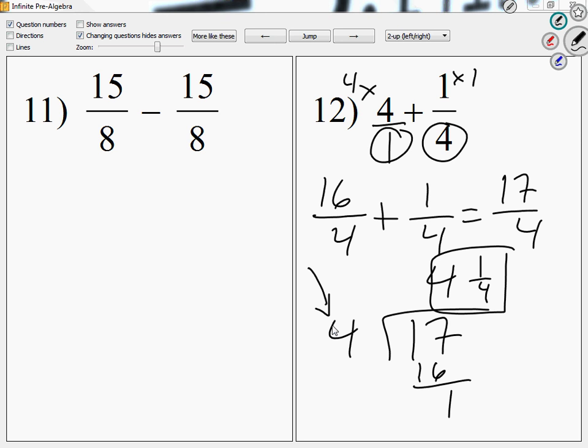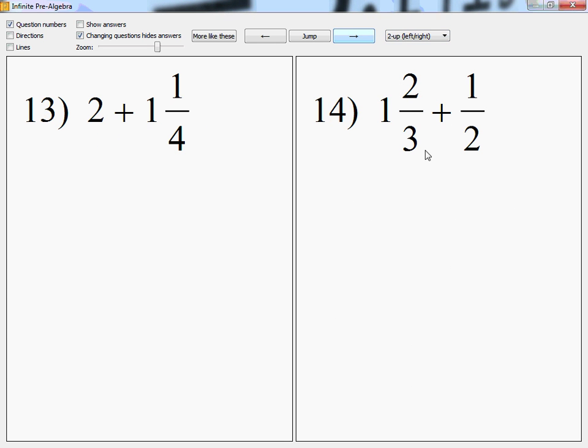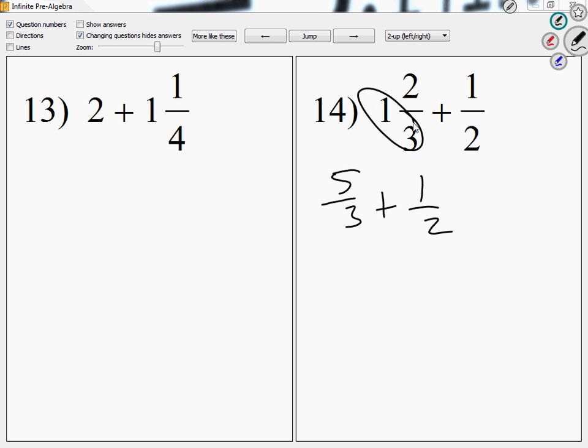So you guys have addition, subtraction, and fractions up until number 18. Any questions up until 18? 14? Alright, looking at 14, I cannot have mixed numbers, so I'm going to change it to improper. And I'm going to call this 5 over 3 plus 1 over 2. Remember the 5, because I went 1 times 3 plus 2. That's how I got the 5.